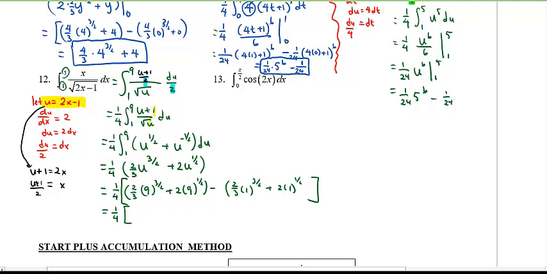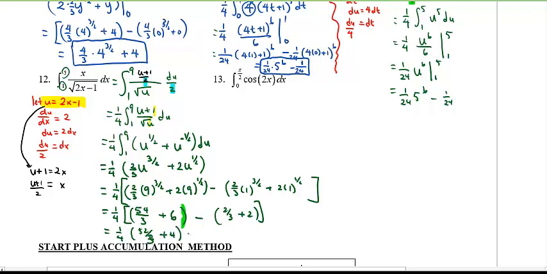9 to the 3/2, square root of 9 is 3. 3 cubed is 27. So 27 times 2 is 54 over 3. This is plus 6 because the square root of 9 is 3. Minus, that's just 2/3 plus 2. So 1/4 of 54/3 minus 2/3 is 52/3. 6 minus 2 is 4.